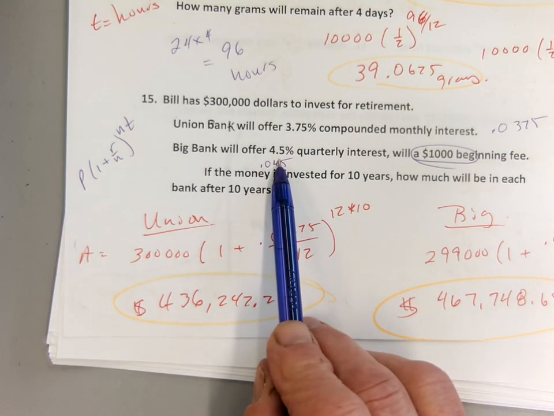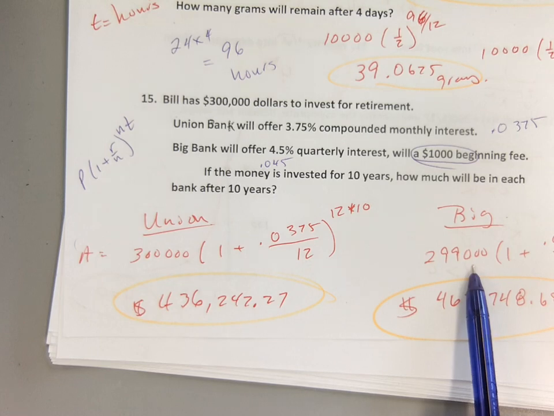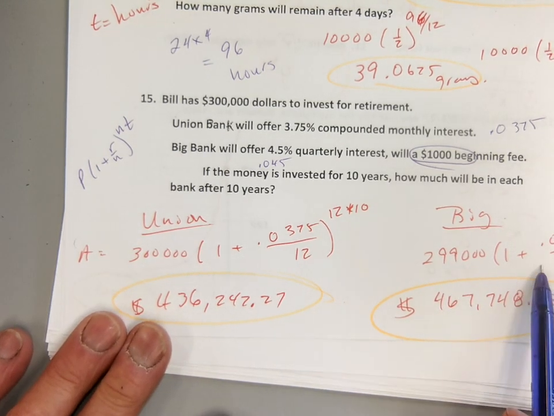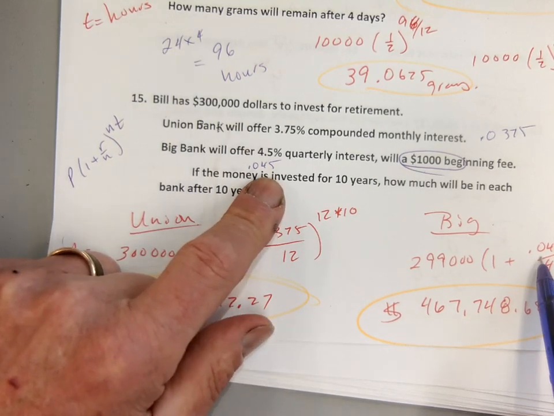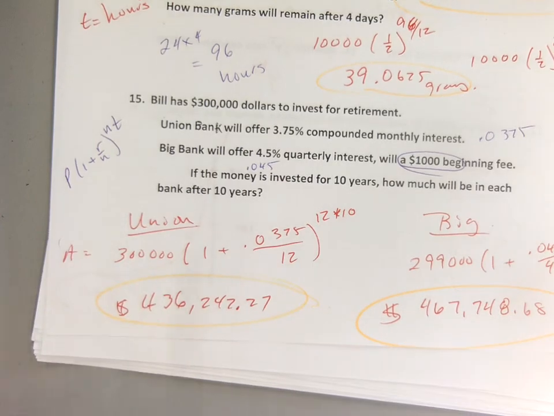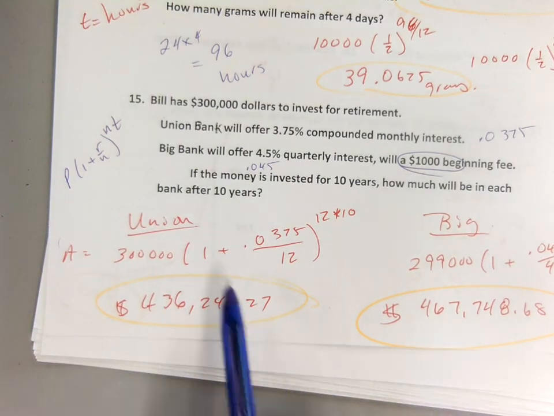Now, for Big Bank, they're going to take $1,000 right off the bat because they're going to give us a higher interest rate. So we lose $1,000, but that's the fee. So we put 299,000 and 0.045 because we changed it to decimal. Now it's quarterly. It's quarterly.